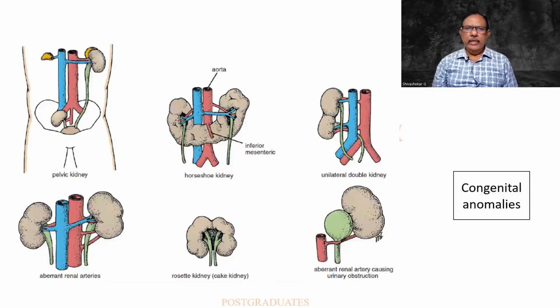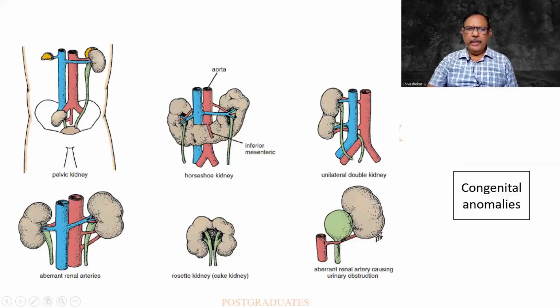Whenever we talk about the abnormalities, it can be congenital anomalies as well. Here again, it is a quick recapitulation. What are we seeing on the screen? Here, the kidney is in the pelvis. So it is an aberrant kidney or a pelvic kidney.